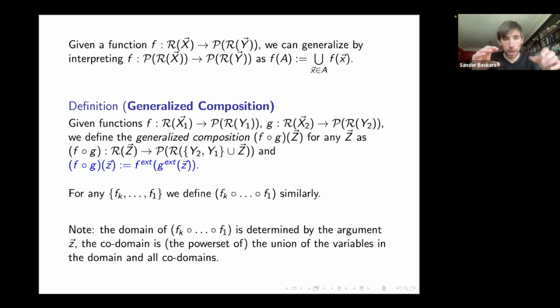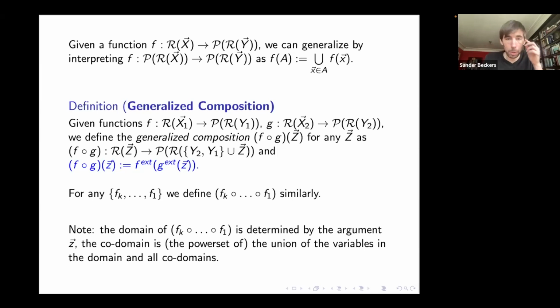So to be clear, if you have such a composition going from fk to f1, the domain of that function is determined by the arguments you're giving. So if you're giving it as an argument a tuple z, then those variables in z, those will be the domain. The codomain is going to be the power set of the union of the variables in this domain, so z, and all the codomains of the functions that you've passed through, right? So you're just going to always keep the input and output and just concatenate them to each other. Of course, taking into account that there will be many solutions, so you'll end up with a set of outcomes.